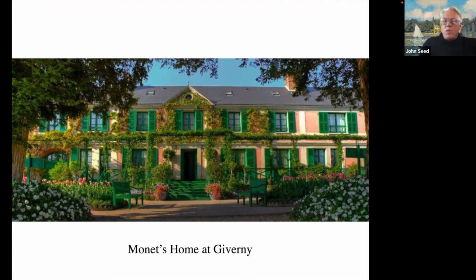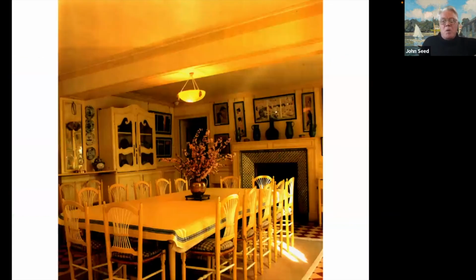He lived there more than 30 years, and at first it was a rental, then he bought it, then he expanded it. A little bit later still, he bought more acreage and he added the pond where he made his water lily paintings. But it really was an artist's home, in that every single room seemed to be themed or colored almost as if you were stepping inside a painting.